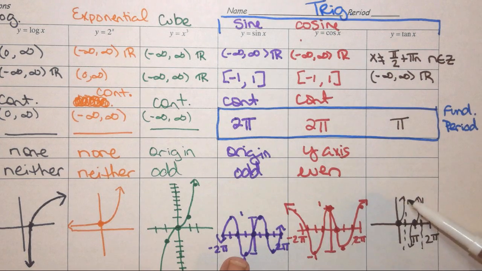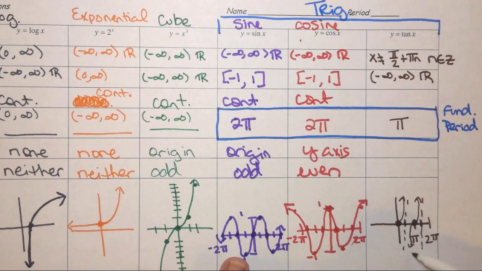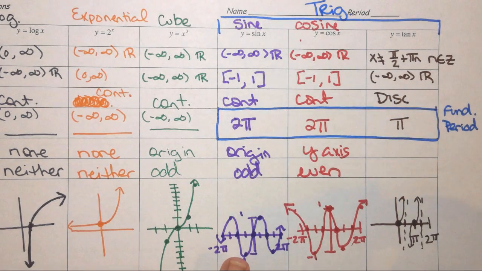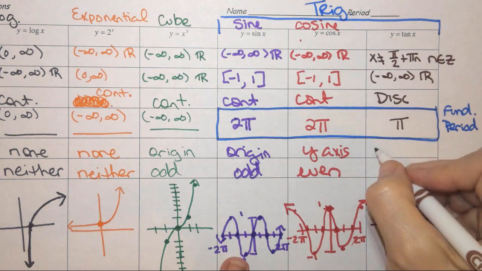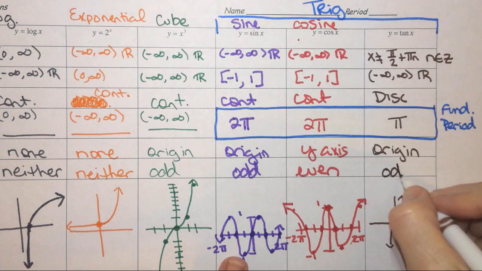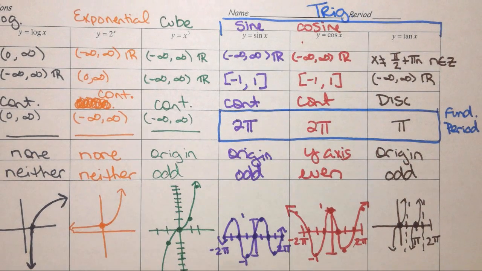As I go from left to right, I have to pick up my pencil because I have these asymptotes. So it's discontinuous. This is symmetric about the origin if I were to go to the other half of this graph. Because it's symmetric about the origin, we're going to call it odd.